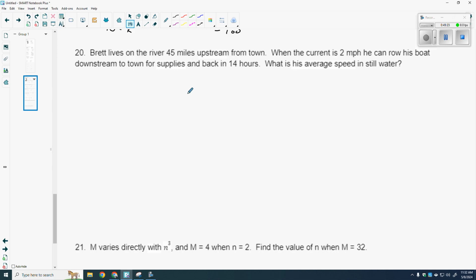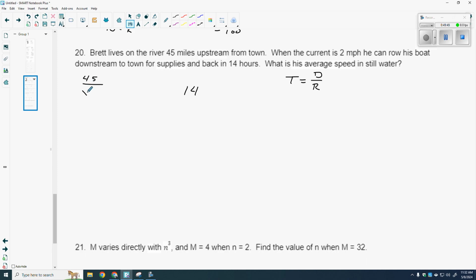Now we know a total time. So my total time is 14. So just like before, though, I do want to rewrite my distance equals rate times time in terms of time. So time equals distance divided by rate. Brett lives on a river 45 miles upstream. Distance, 45 miles. If he's rowing, so he's upstream, right? So if he's going to town, he's rowing downstream.